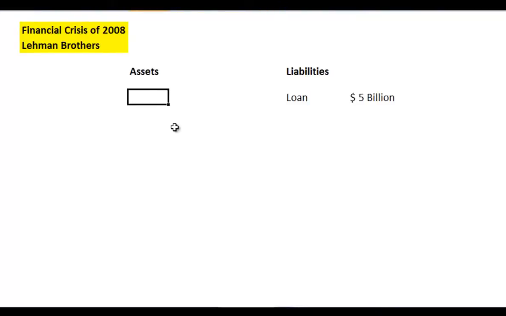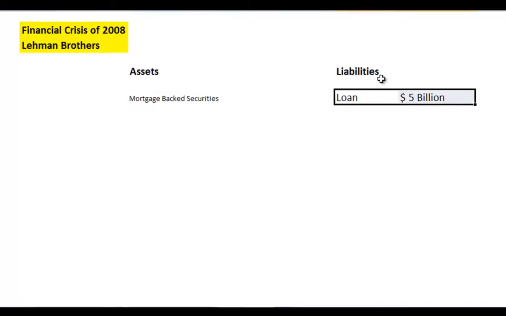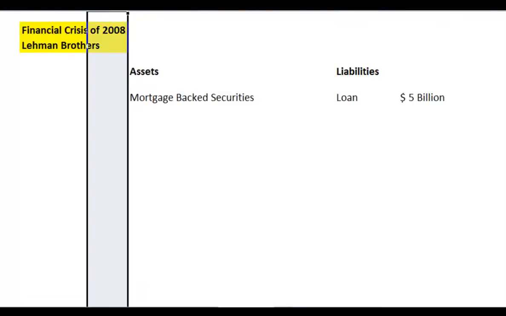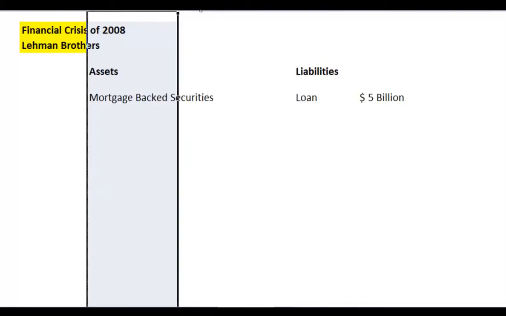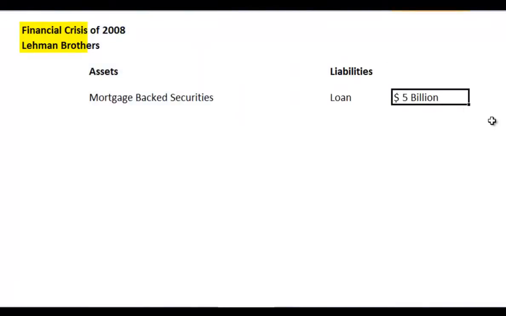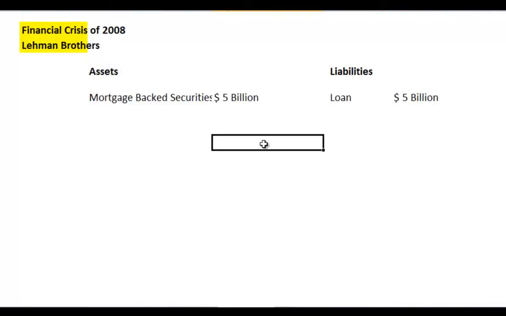They bought a specific kind of asset called mortgage-backed securities. We won't go into the details of what a mortgage-backed security is, but for now, they bought an asset called mortgage-backed securities for the same $5 billion. Okay, they took a $5 billion loan and then they bought $5 billion in assets. There's nothing wrong with that. Companies do this all the time. Domino's will take a loan for 5 crores and invest it in opening restaurants with 5 crores. Companies do it all the time to grow their business.